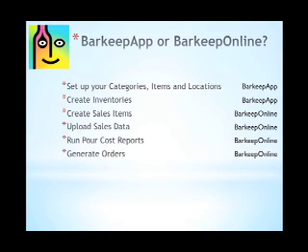The types of things that you want to do in Barkeep Online are anything related to sales. Sales data is not stored in Barkeep App, it's only available in Barkeep Online. So anything that you want to do that's related to sales, like creating sales items, creating recipes, and uploading sales data should be done in Barkeep Online. Forecast reports are only available in Barkeep Online. You can't run forecast reports in Barkeep App. So running forecast reports and analyzing your forecast should be done in Barkeep Online.